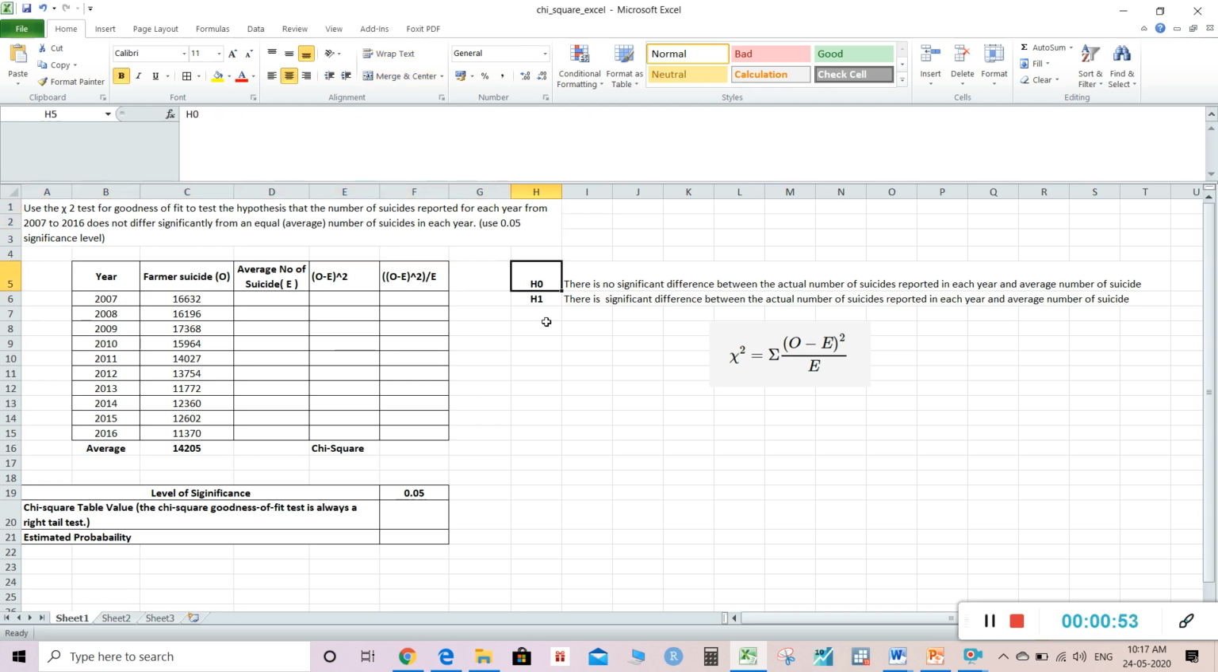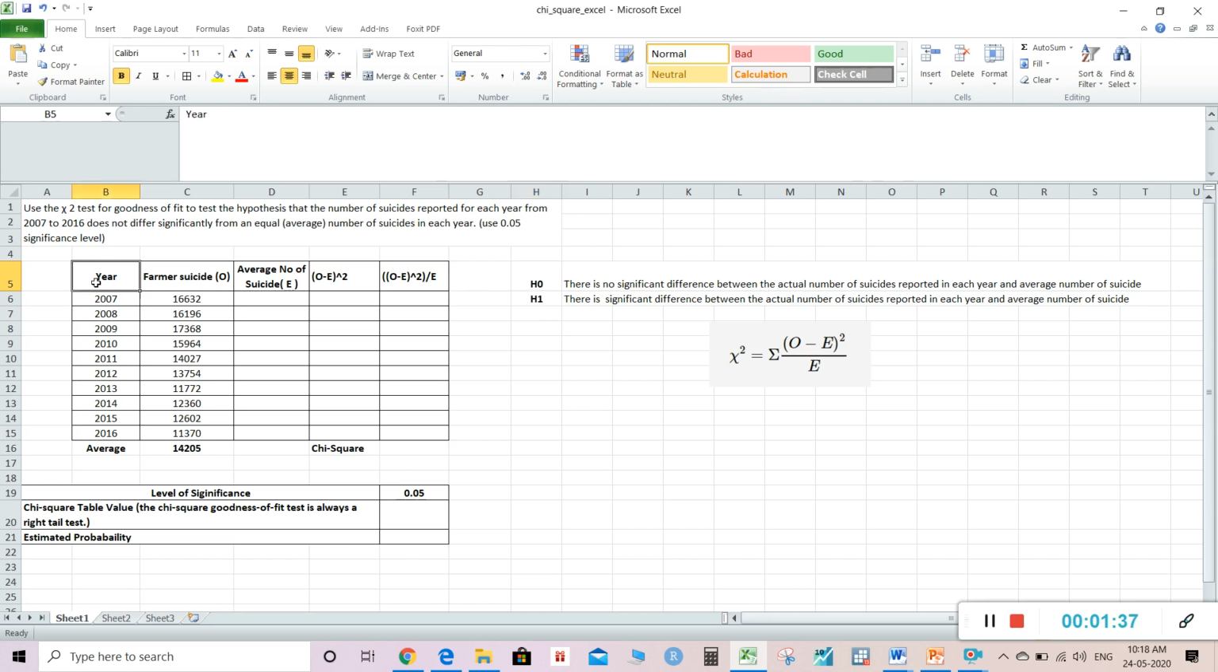So what is the first process in conducting a goodness of fit test? Like any other hypothesis test, here also the first step is, of course, specify null and alternative hypothesis. So your null hypothesis here is there is no significant difference between the actual number of suicides reported in each year and the average number of suicides. And your alternative hypothesis is there is significant difference between the actual number of suicides reported in each year and the average number of suicides.